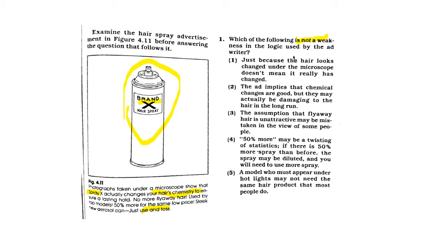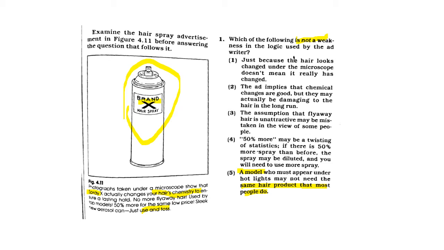Let's start with number 5. A model who must appear under hot lights may not need the same hair product that most people do. That's a weakness. That's true. That is a weakness. This is saying that this is used by models.